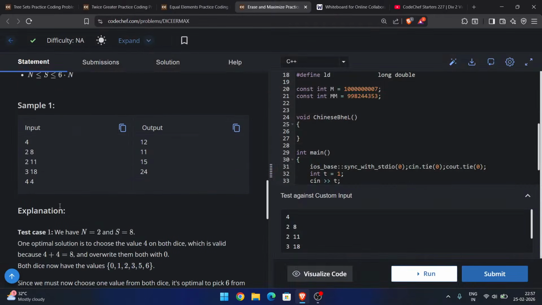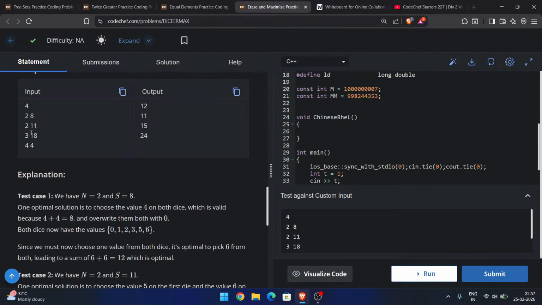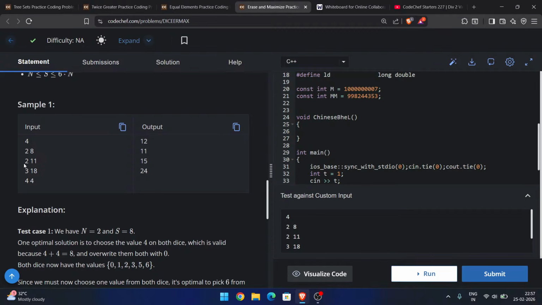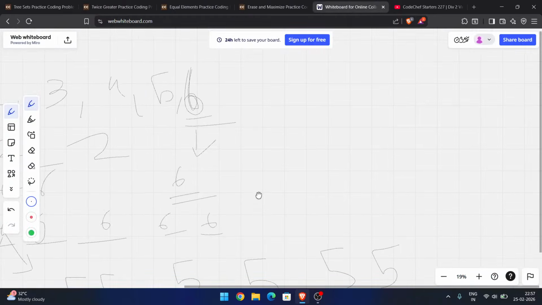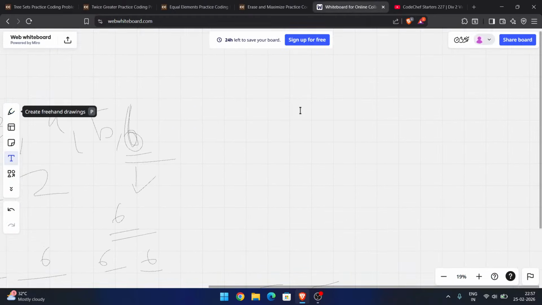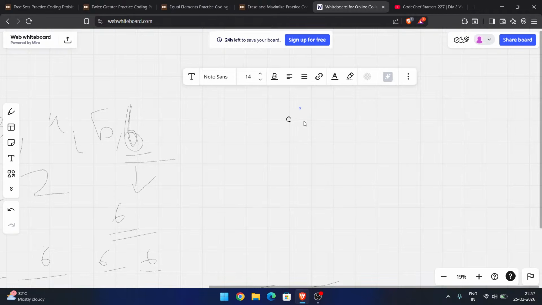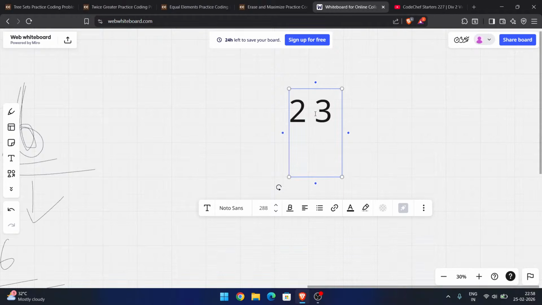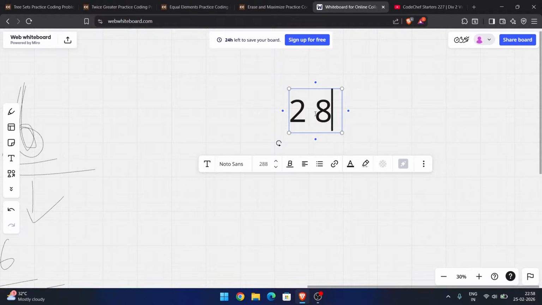Suppose there are 6 values. Let's say this was the question. Let's take these 2 examples. One is 2 and 3, and the other is 2 and 8. So how many values are there?